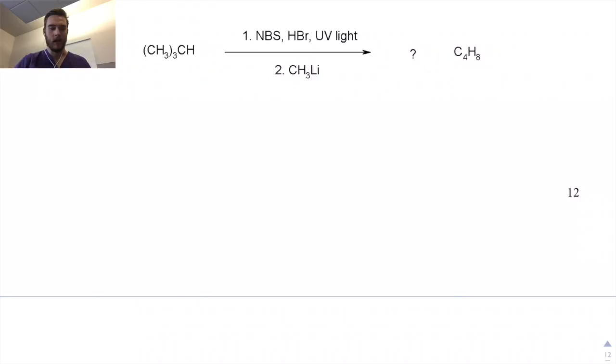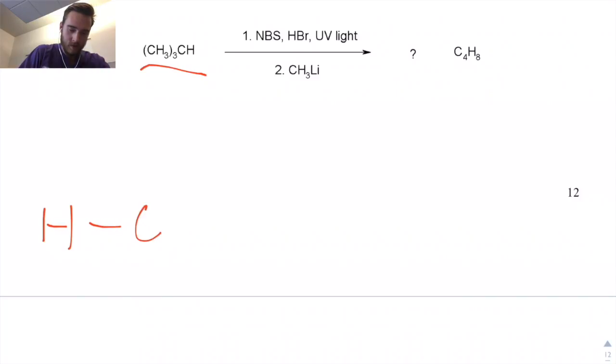Question 18, another predict the product problem. We start with this compound right here. Let's go ahead and draw it out so that we could use it in the rest of the reaction. We start with an H, bonded to a C, with some CH3s on it, some methyls. What happens? Well, we see NBS.